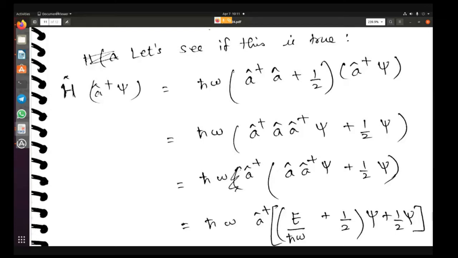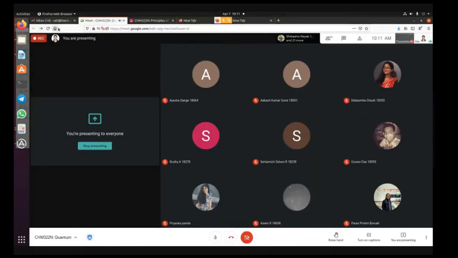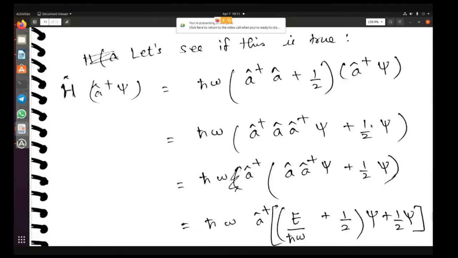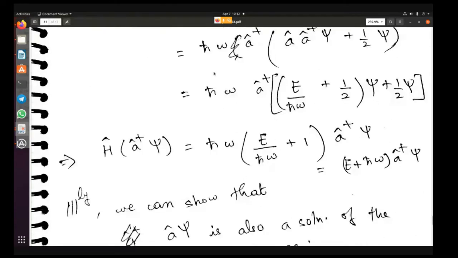That's a good point, Gaurav, right? Yes, thank you, Gaurav. You are right, I have missed an A dagger here. I think this one is okay, but in this step, I've missed an A dagger. So please correct it when you're learning it. All right, but ultimately, you are going to get E plus H cross omega into A dagger psi.